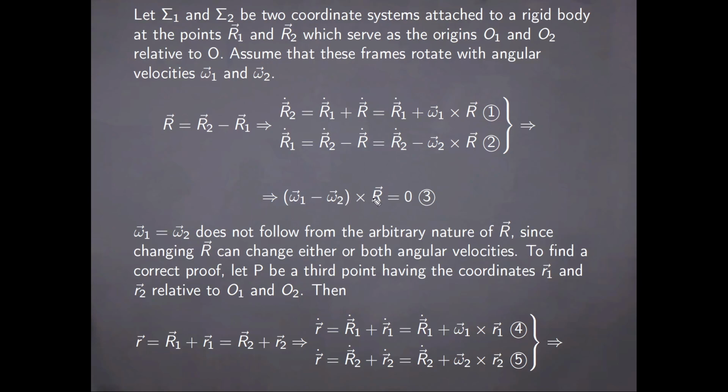They are not independent of the choice of r because of this constraint. So to find the correct proof, we need to add an additional point b, which has the coordinates r1 and r2 written with a small letter relative to O1 and O2. And then we can write the distance from P to the origin, or the vector r, again in two different ways, and we can once again calculate its time derivative and use the fact that r1 and r2 do not change in the body set of axes to obtain the expressions here.